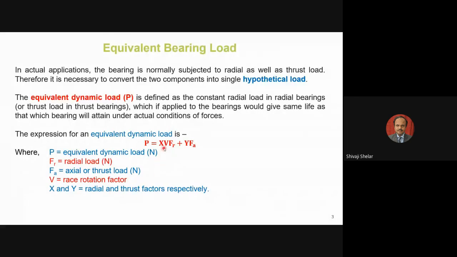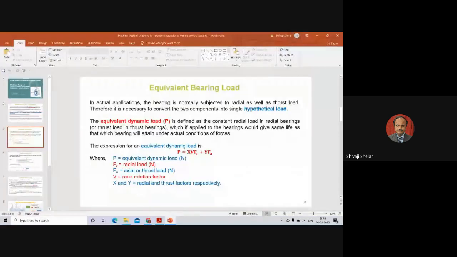Then we have two factors called X and Y, which are called the radial and thrust factors respectively. The values of X and Y are tabulated, and they depend upon the static load carrying capacity, C0. Last lecture we learned the static load carrying capacity. So the values of X and Y depend upon Fr, Fa and C0. I will show the table so you can understand how these values of X and Y depend there.